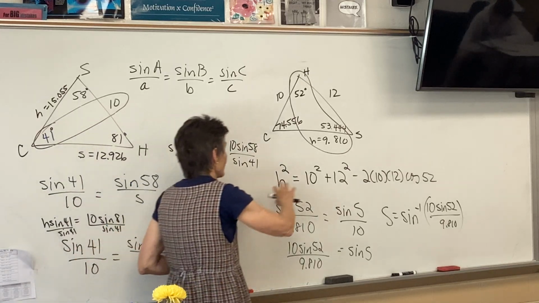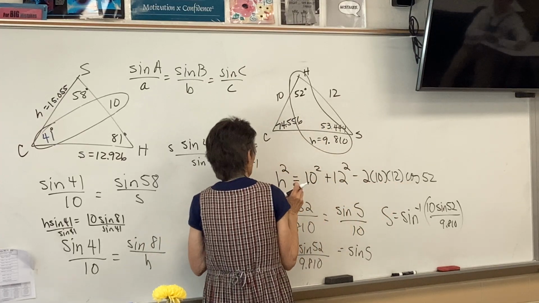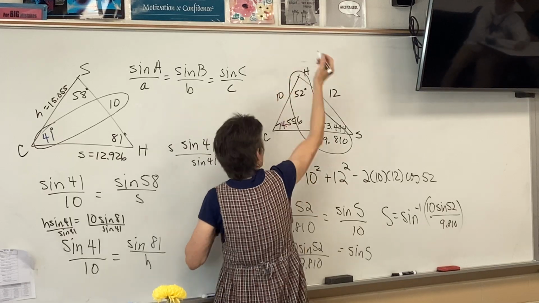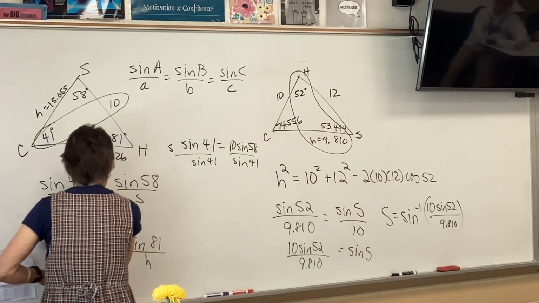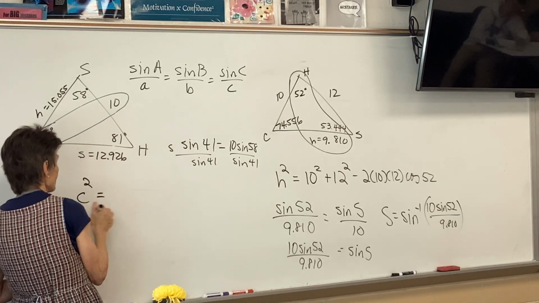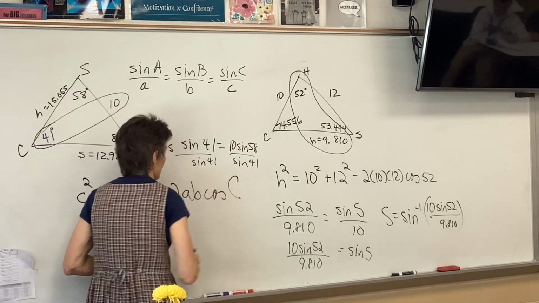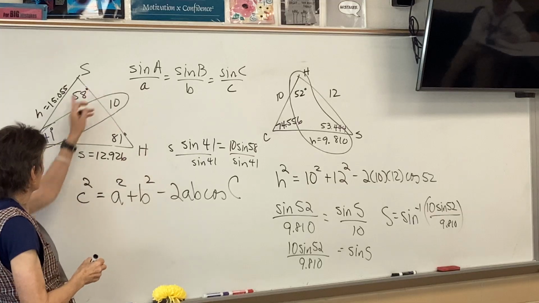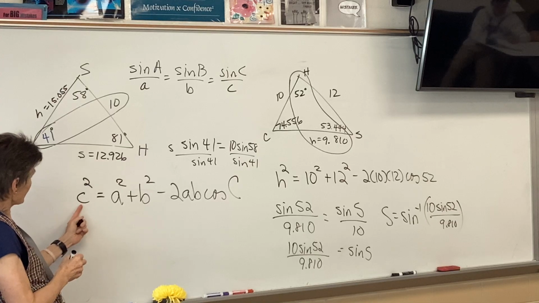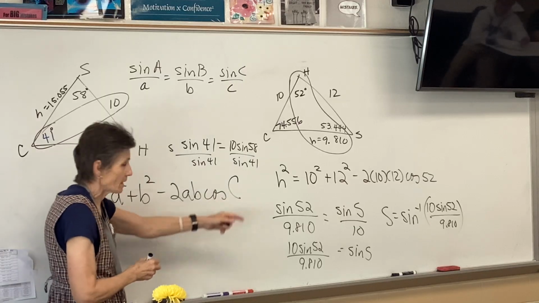Let me write down the law of cosines for you so you have it. This is the pattern. The letters, of course, are going to depend on your actual problem, but in general, the law of cosines says c squared equals a squared plus b squared minus 2ab cosine C. Capital letters refer to the angles, lowercase letters refer to the sides. So c squared equals a squared plus b squared minus 2ab cosine C.